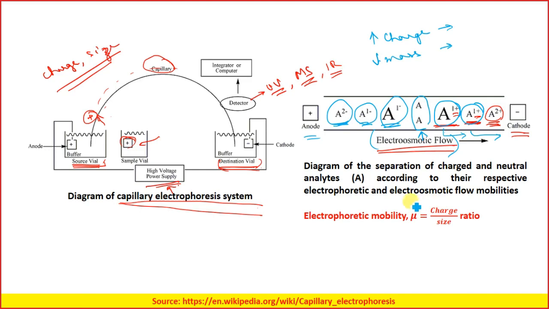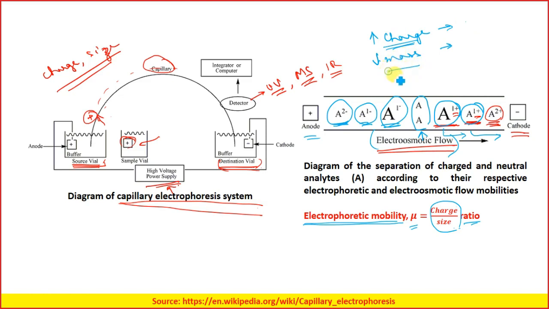So how will they move? They will move based upon the electrophoretic mobility of the anion or the cation, which is given by mu, and this mu is basically a ratio of charge to size. Because if you see over here, what we have said: when the charge is high, mobility is high; when mass is high, mobility is low.